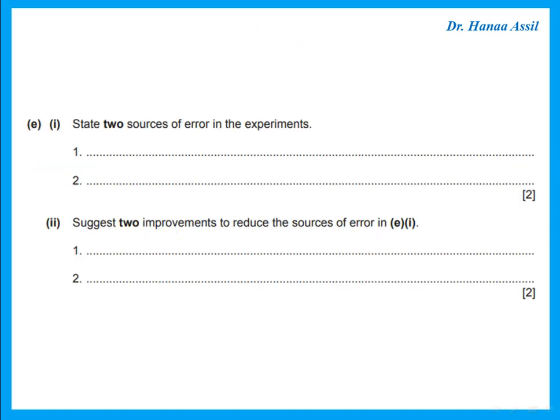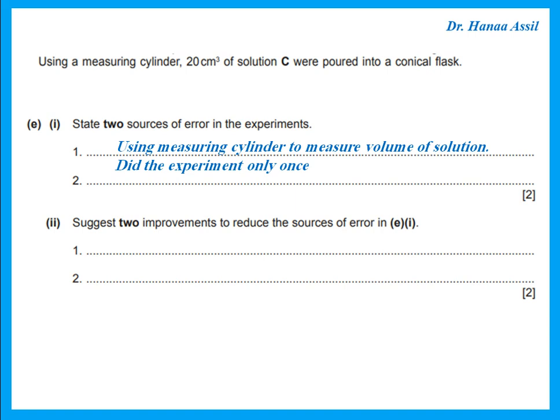Okay? State two sources of error in the experiments. Of course, when he asks me about two sources of error, I go back to the experiment and I see what he did in the experiment. Well, one thing he did was using a measuring cylinder, he added 20 centimeter cubed of the solution to the conical flask. Is that accurate? Actually, we said a measuring cylinder is not accurate, so using a measuring cylinder to measure the volume of the solution is not a good idea. This could be a source of error, and of course the fact that he did the experiment only once.